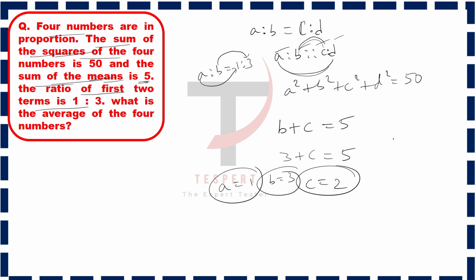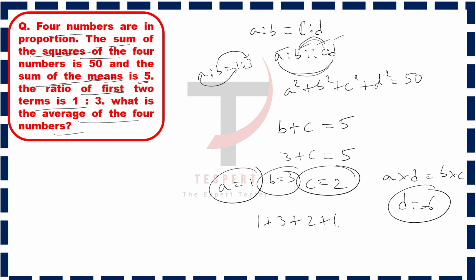How can we calculate? Product of means is equal to product of extremes, right? So A into D is equal to B into C. Substitute the values and you will get D as 6. And we must find the average of these four numbers. So average of these four is 1 plus 3 plus 2 plus 6 by 4. This will be equal to 3.